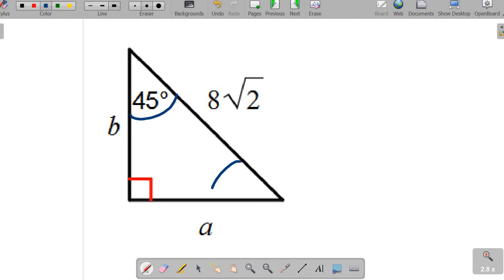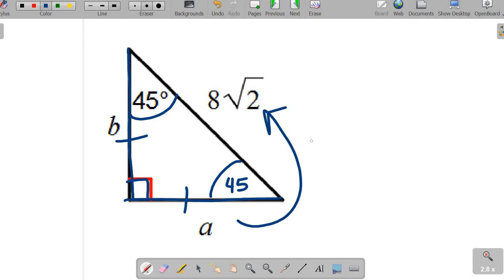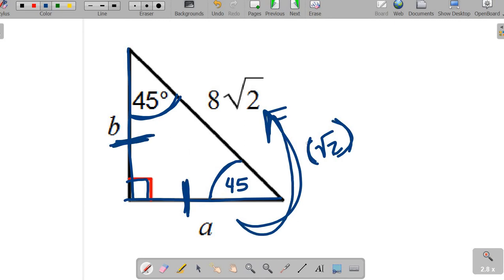45, 45, 90, leg, leg, leg, root 2. 45, 45, 90, leg, leg, leg, root 2.